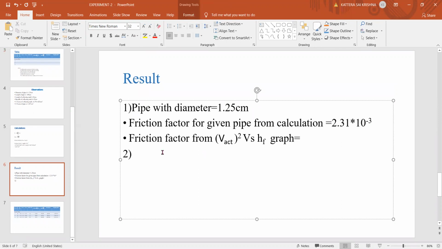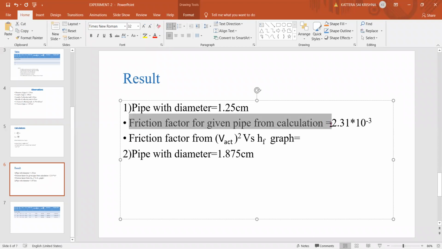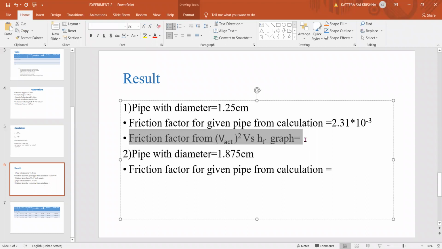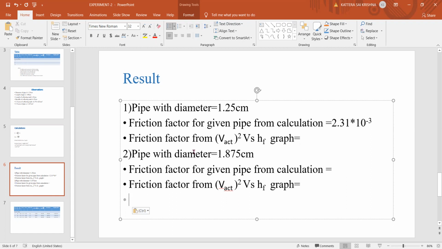Next, pipe with 1.875 centimeter. For this, again, we need to calculate the friction factor. So this will be our result.